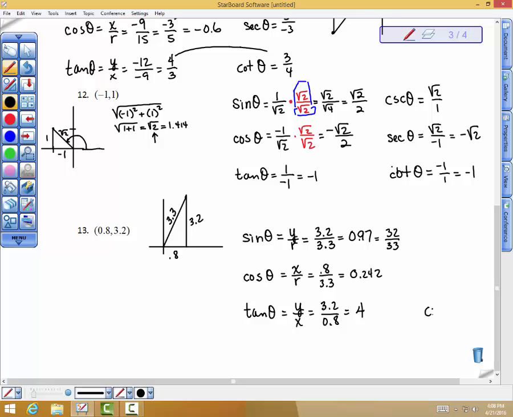I'm not sure I'm going to have time to keep this video in a proper time limit, so I just want to say that if you took tangent and wrote its reciprocal for cotangent, you'd have 1 over 4. For cosecant, you could just take the 3.3 over the 3.2 and get a decimal number. You could write it as 33 over 32, etc. Secant is 3.3 over 0.8. If you wrote that as a decimal, you'd get 4.123. Let's pause for now.